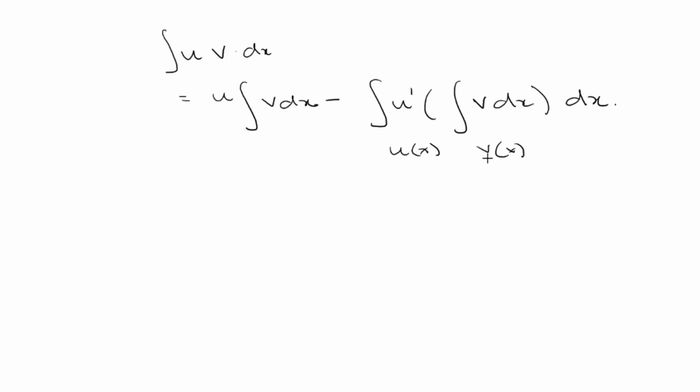And let's have a look at a couple of examples because this can be a little bit of a tricky concept to get. Let's have a look. So let's say we've got something like the integral of x times cosine of x dx.